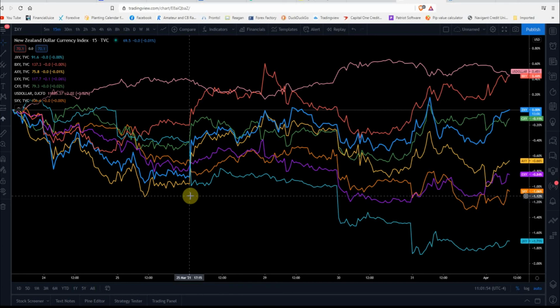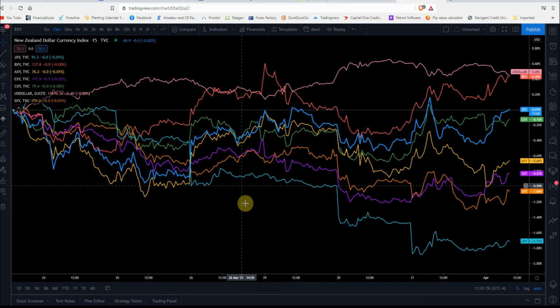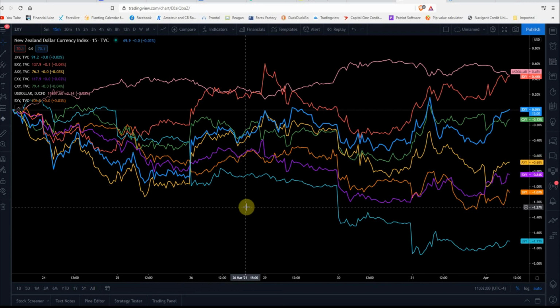So that's what I wanted to show you guys. It's just another way of looking at the market, whether you actually want to trade like this or not. But it's another way of analyzing currency strength.